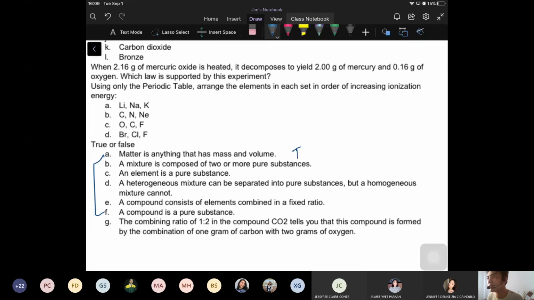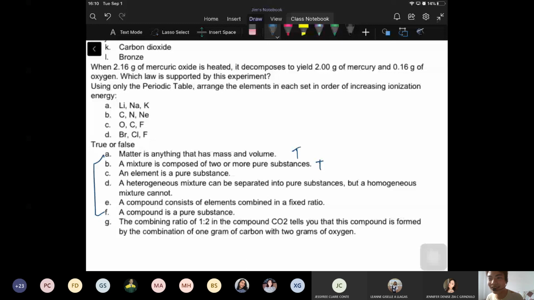Okay, letter B. Sino gusto magsagot? Ay, magbabasa tapos magsasagot. Si Lian. Letter B po. A mixture is composed of two or more pure substances. True po. True. Ayan. Sige. So, thank you, Lian.